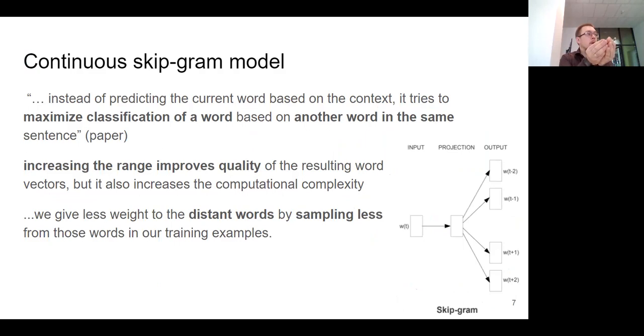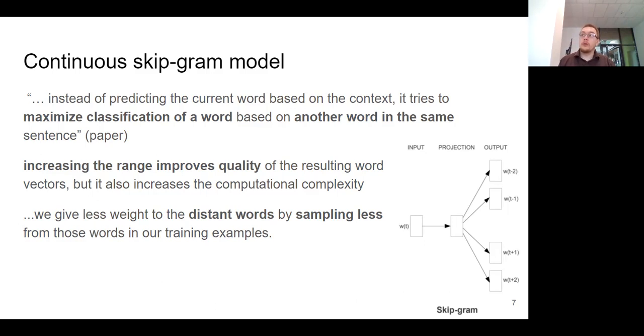Okay, the second approach is opposite. We put in the word and we predict the context. The original paper says instead of predicting the current word based on the context, we try to maximize the classification of a word based on another word in the same sentence. So we look at the word and we try to see what are the highly probable neighbors for this word in the context. In the output, it will give us a distribution from the most probable context down to the least probable context. So you put the one-hot encoded word as an input, and you have the distribution of probabilities as an output. And you pick those which are maximum to predict the context. Okay?